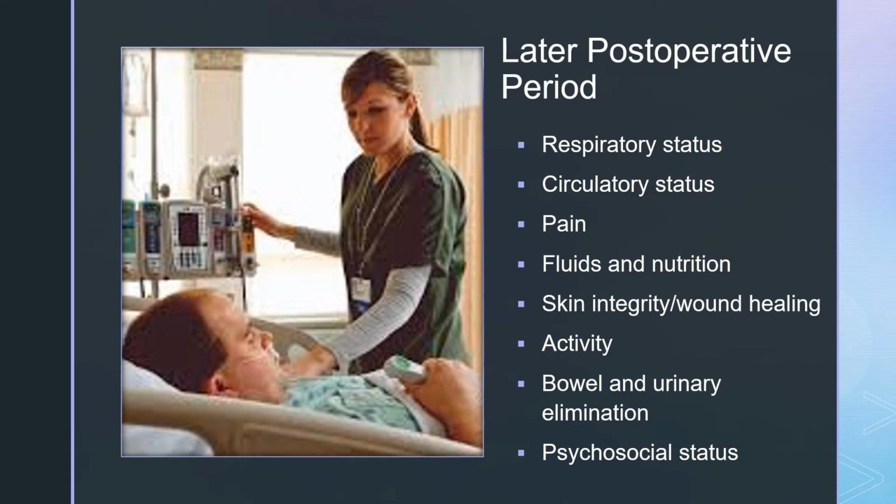The circulatory status requires assessment of blood pressure and potential orthostatic hypotension, assessment for bleeding and venous circulation, impairment in the form of deep vein thrombosis, which could break off and become pulmonary emboli.